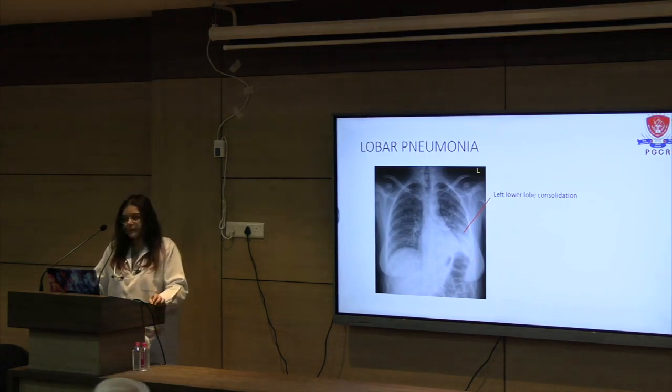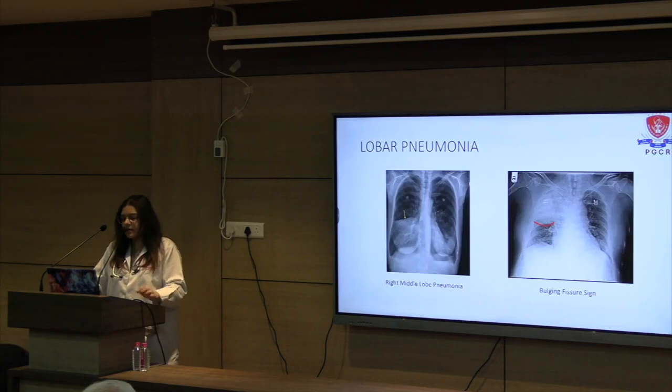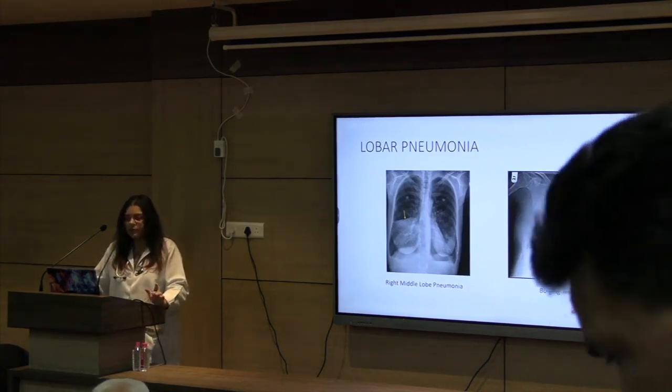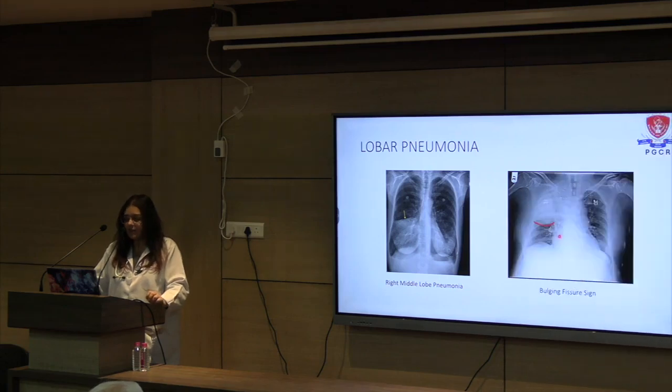इसमें gastric bubble भी दिख रहा है और colon भी दिख रहा है. We can also see the bulging fissure sign, which is specific for Streptococcus pneumoniae and Klebsiella pneumoniae, which usually involves the right upper lobe.